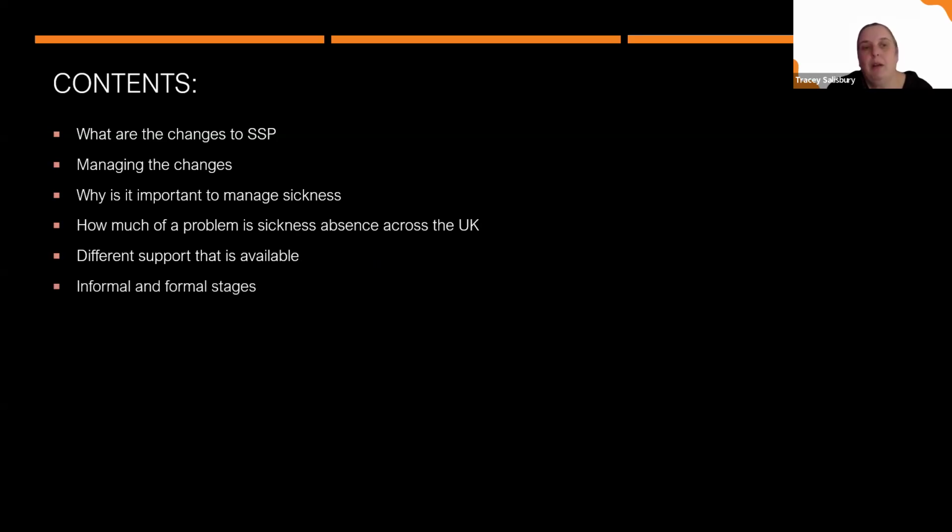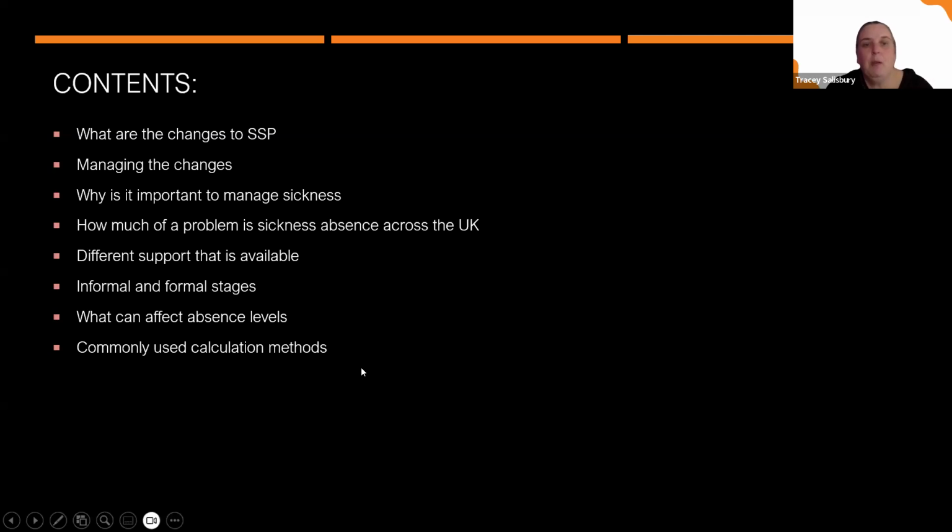A quick run through of the stages of sickness, so the informal and formal stages, and different things that can affect people's absence levels at work as well. So to look at why people are off sick, which is really important when you're trying to manage it, to understand the background sometimes. We will have a look at some commonly used calculations. So one of the questions we get asked quite a lot is, how do we know sickness is too high? How do we know it's causing a problem? So we'll have a look at a couple of different ways that you can have a look at that.